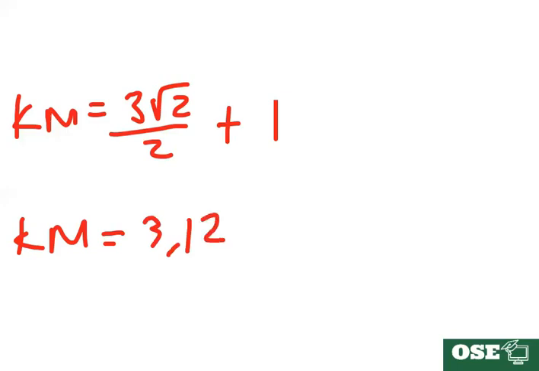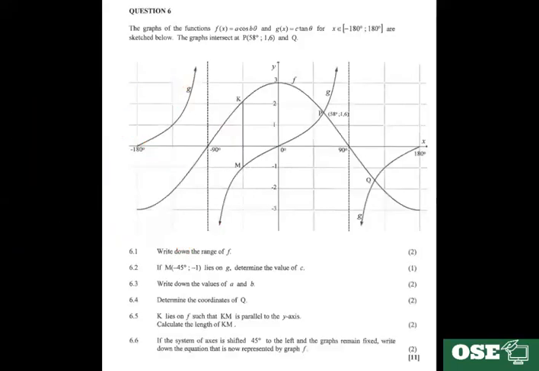Did anyone also get the same answer? Yes, ma'am. Let me see something. Okay, yeah, that's the answer. And then the last one says if the system of axes is shifted 45 degrees to the left, but the graphs remain fixed, write down the equation that represents graph F. So the new equation of the cos formula.